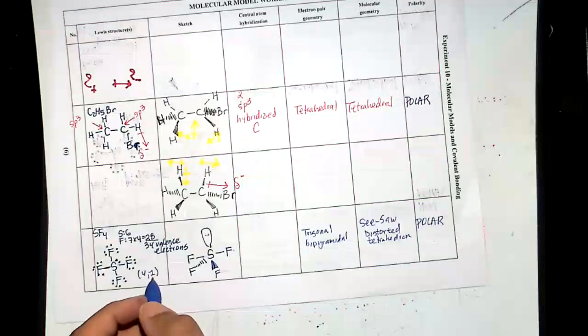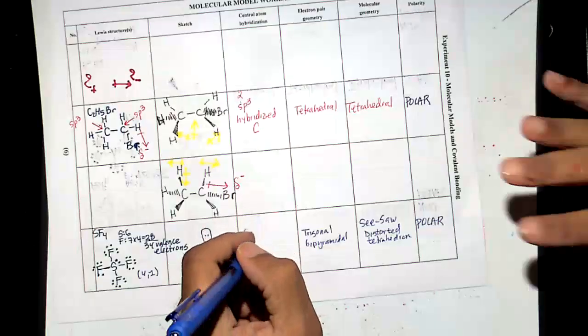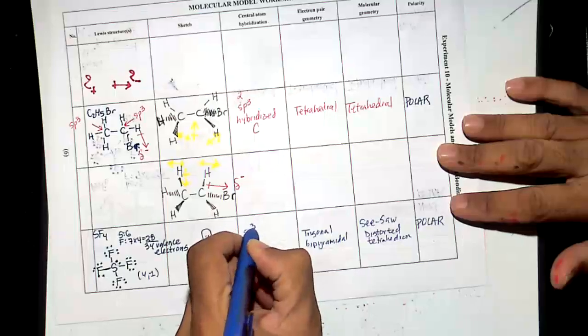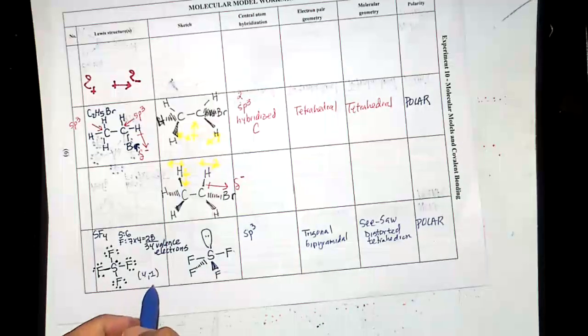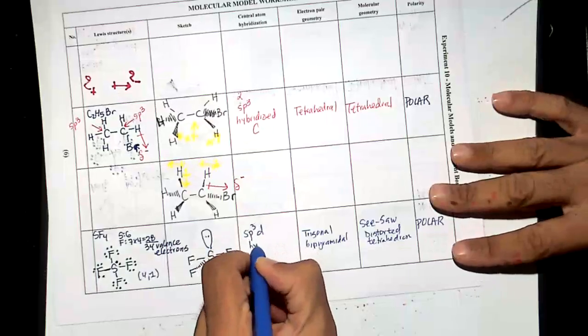And finally, 4 bonds, 1 lone pair. 4 plus 1 is 5. What's the hybridization? We're going to take 1 from S. P has 3. And then what do we recruit next? This is an sp3d hybridized sulfur.